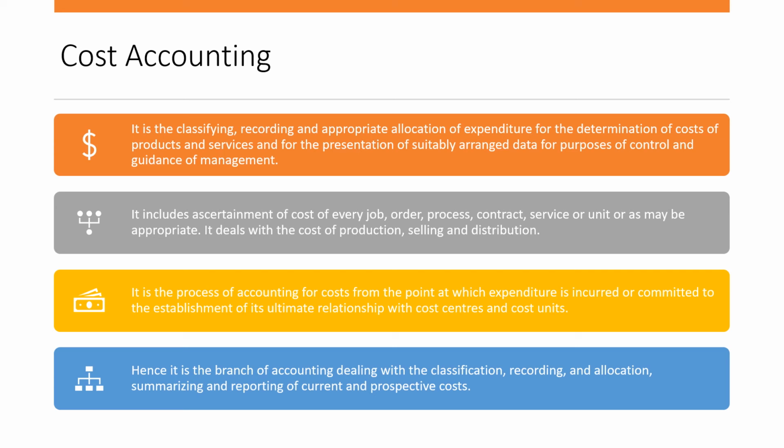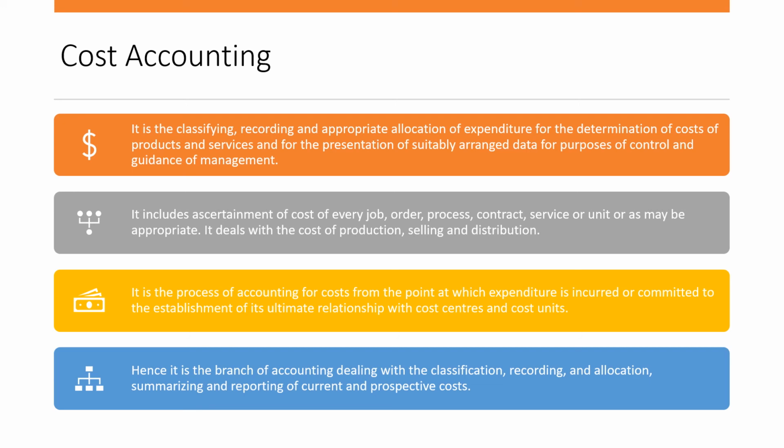Now when you say classifying, recording and allocation of expenditure, it is for the determination of cost of products and services and for the presentation of suitably arranged data for the purposes of control and guidance. So cost accounting will help us in doing all this. It also includes ascertainment of cost of every job or process or contract or service. It deals with the entire thing. It might be cost of production, cost of selling and distribution, cost of advertising, everything.